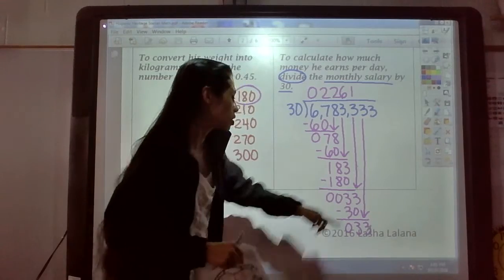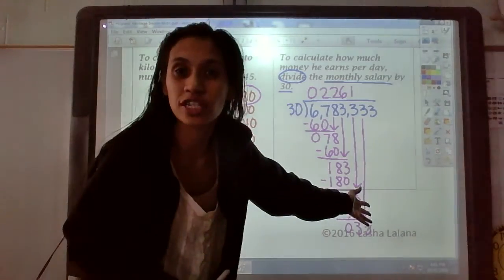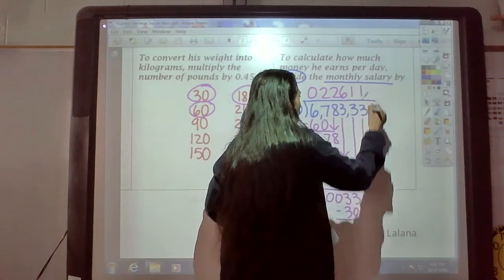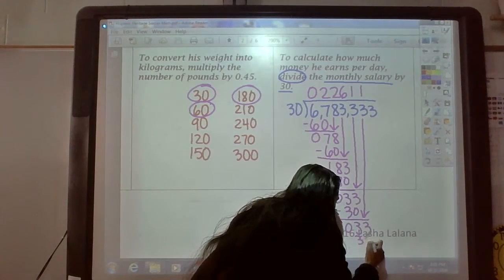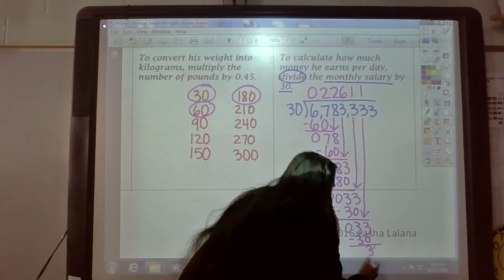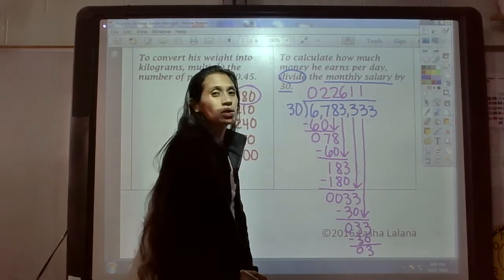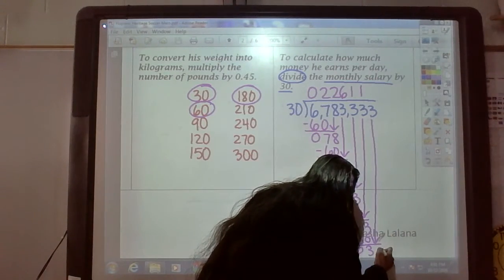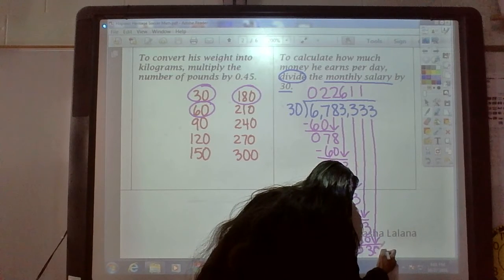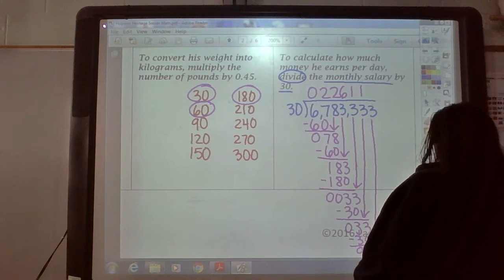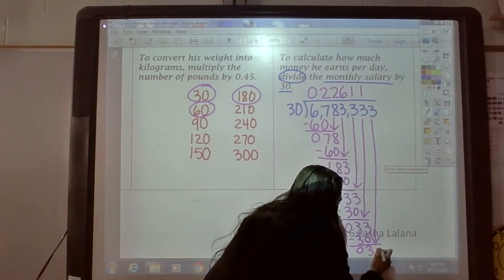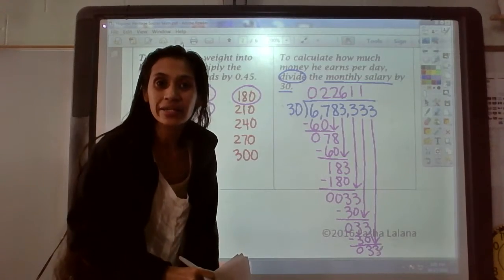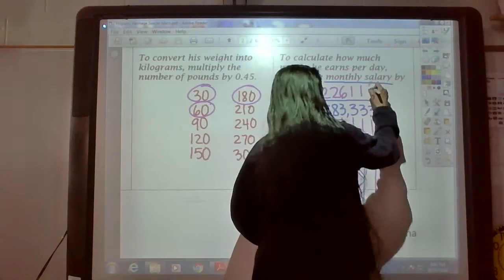And 33. Look, 33 is the same thing. We just did that. How many times is that? 1 time. So the 1 goes on top. 1 times 30 is 30. Subtract that. That's a 3 and a 0. We still have another 3. Bring down that 3. Oh, hold on, I have to erase that. Okay, 33. How many times does 30 go? We know it's 1 time.